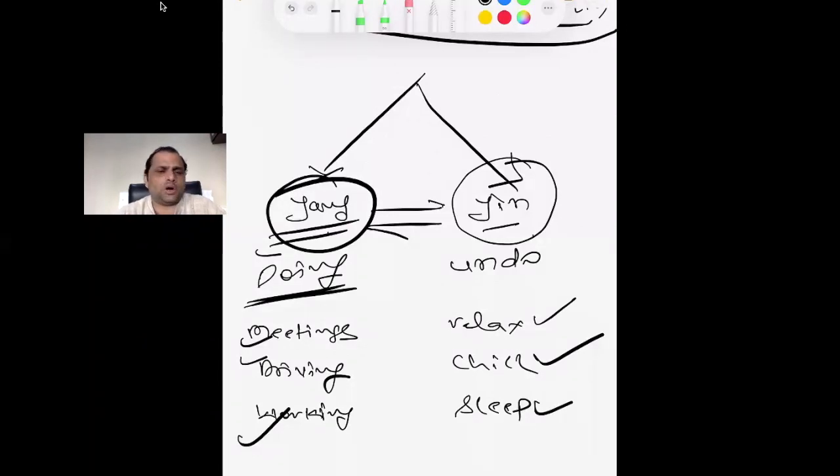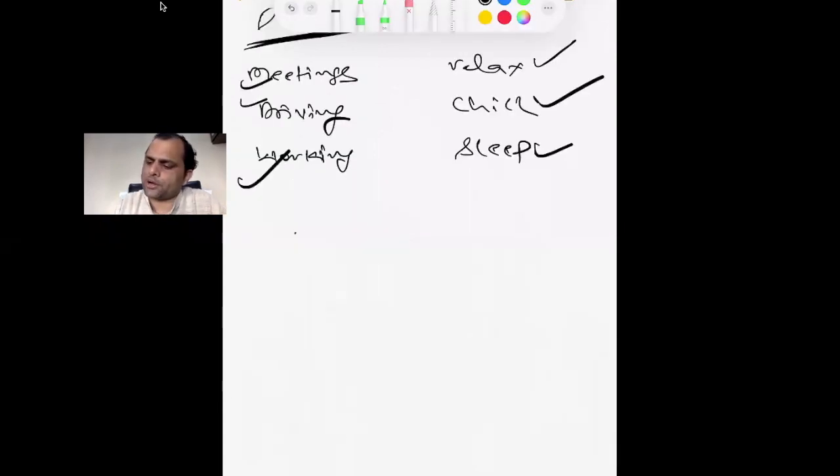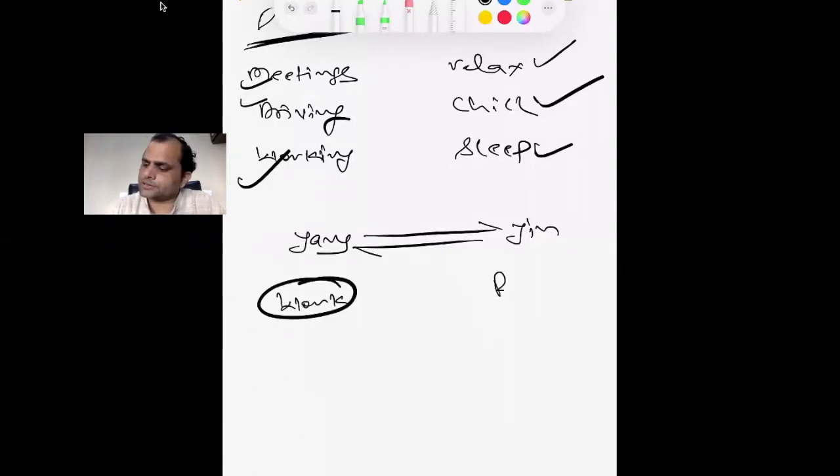Like if you're working a lot, then you have to take proper sleep. But if you're not sleeping for 1 day, 2 days, 3 days, then after a few days your work efficiency will be reduced. So what I want to tell you is, yang depends on the yin, and yin depends on the yang. It means if you want to do good work, then good relaxation is required. That is yang and yin.